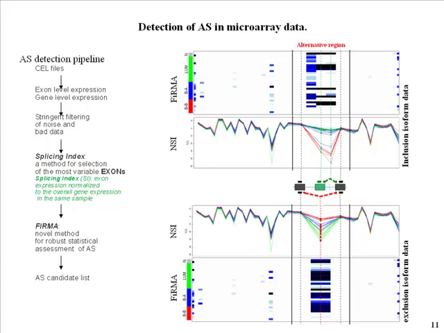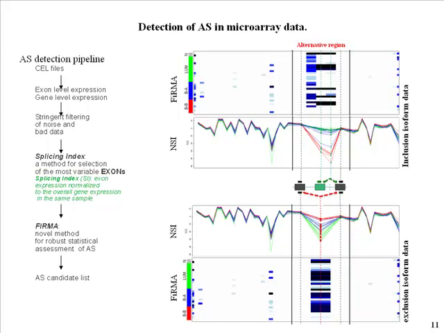To give you an overview of the whole pipeline of this computational approach: you measure the exon level expression, then you derive from it the gene level expression, and then you apply some sort of filtering, which was really essential as our experience showed. Then you apply two separate detection algorithms, the splicing index and FIRMA, in combination, and that gives you a list of highly likely candidates of differential splicing.